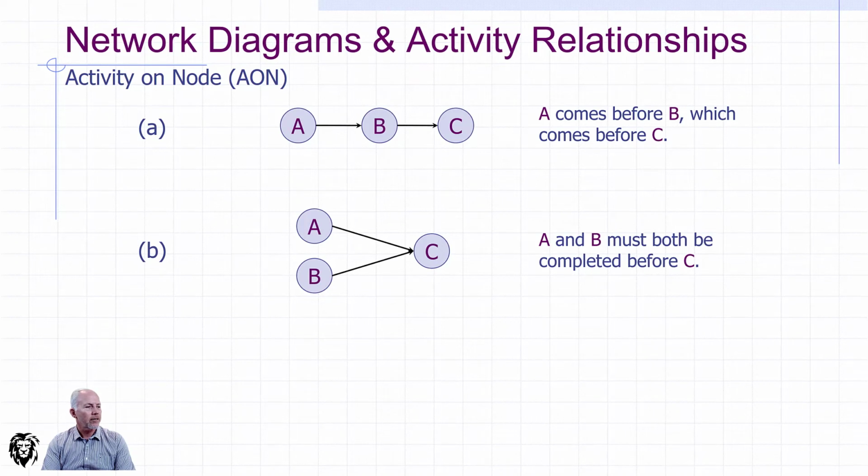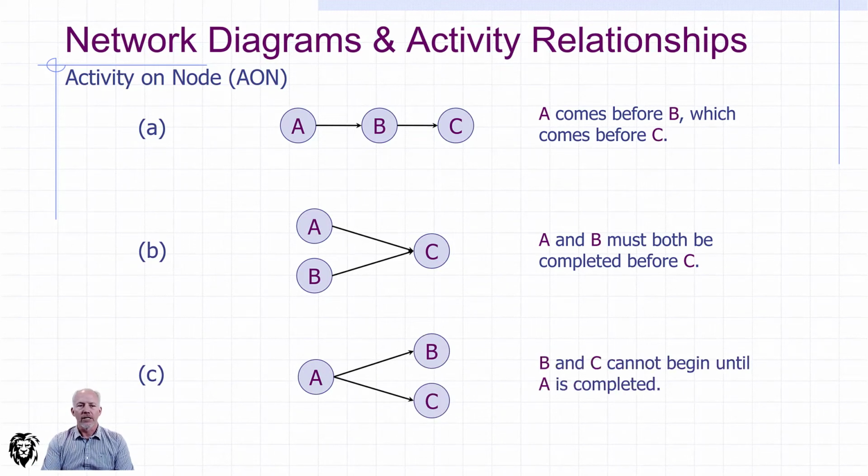Let's consider this diagram. What it tells us is that we're not able to start C until both A and B are completed, but A and B don't have a relationship relative to one another. A and B can start whenever, however C can't start until both of those are completed. And then this flips it around, where A has no precedence, but both B and C can start once A is done, but B and C don't have a relationship relative to each other.